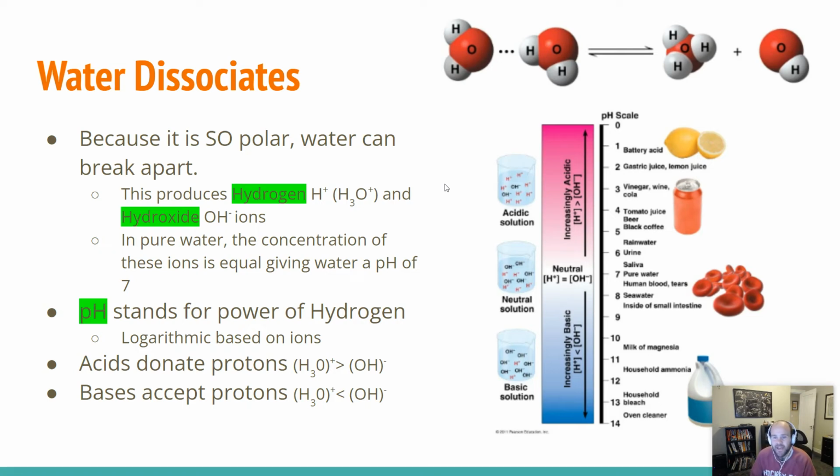But because we're measuring these hydrogen ions here, these hydronium ions, pH actually is going to stand for power of hydrogen. That's what the P and the H stand for. And it's a logarithmic scale based on the concentration of these ions. Because acids are going to donate protons, they are going to have more hydronium or H3O or more hydrogen ions than OH ions. And bases are accepting protons or ripping protons off of things because they have that negative charge, since they have more hydroxide ions than those hydronium or hydrogen ions. So if you've ever wondered what acids and bases are doing, there you go.